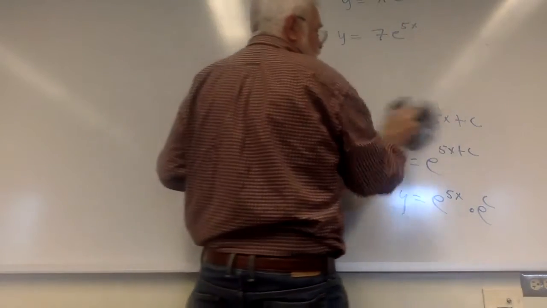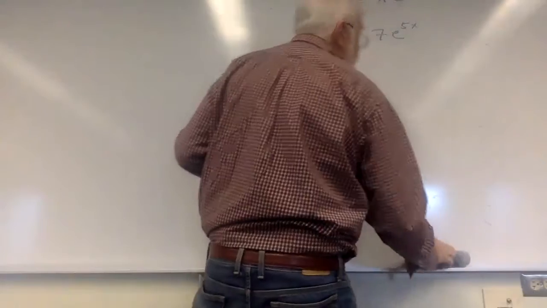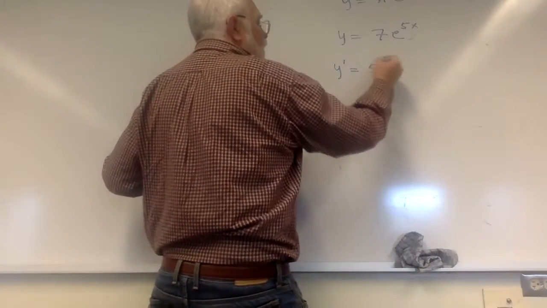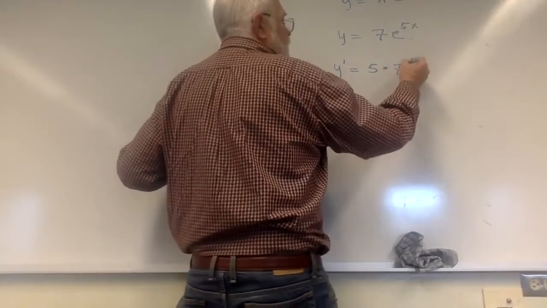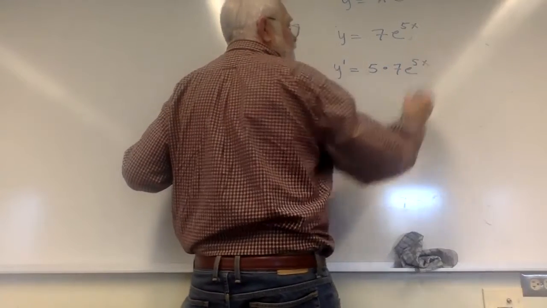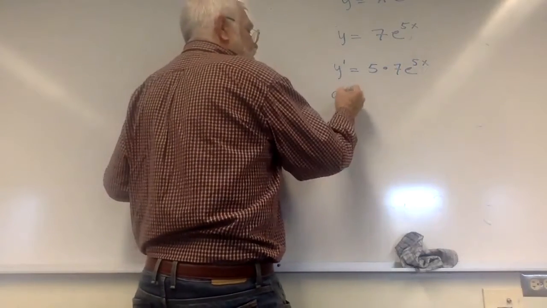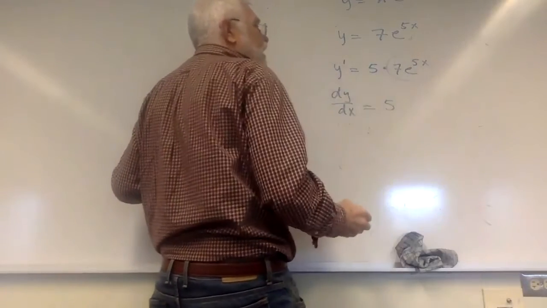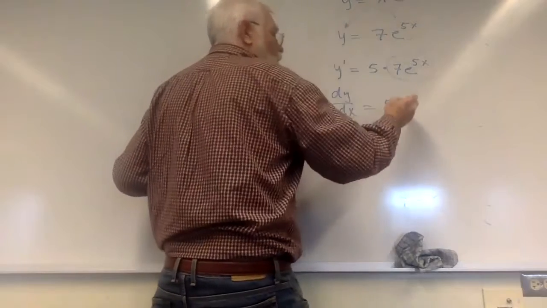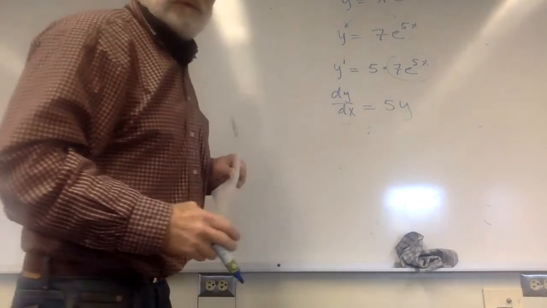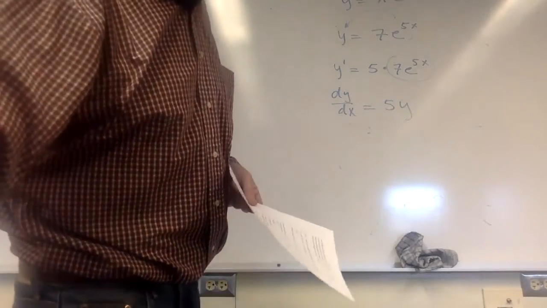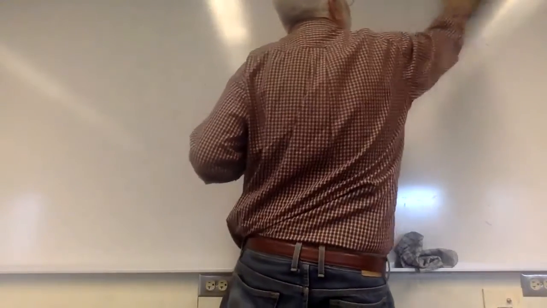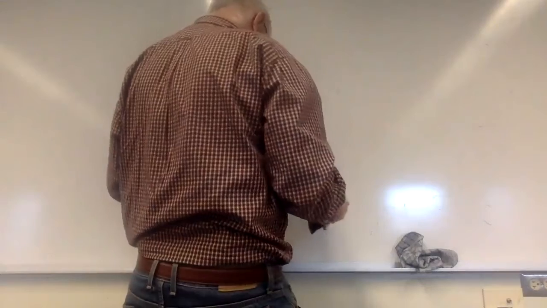Now, it's probably useful to take this derivative just to show you where it goes. So y prime is equal to 5 times 7 e to the 5x. And that's the same thing as saying dy dx equals 5 times, where have I seen that? Oh yeah, that's y. And that's the initial question that I asked you. So it comes right back to that. Feel free to play that again a couple of times. Could be on every test the rest of the way.